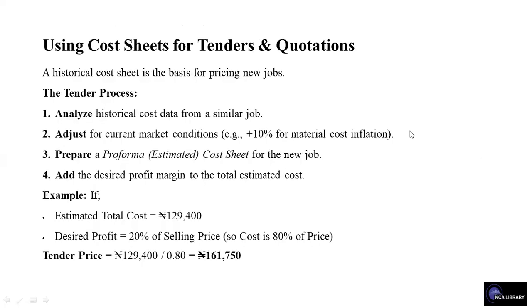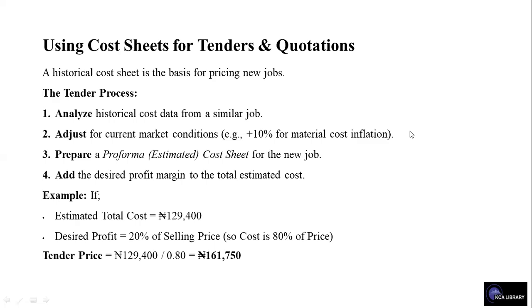Using cost sheet for tenders and quotations. A historical cost sheet is the basis for pricing a new job, and the tender process is as follows: you analyze historical cost data from a similar job, and after that you adjust for current market conditions, for example plus 10% for material cost inflation, and then you prepare a pro forma, which is an estimated cost sheet for the new job, and you add the desired profit margin to the total estimated cost.